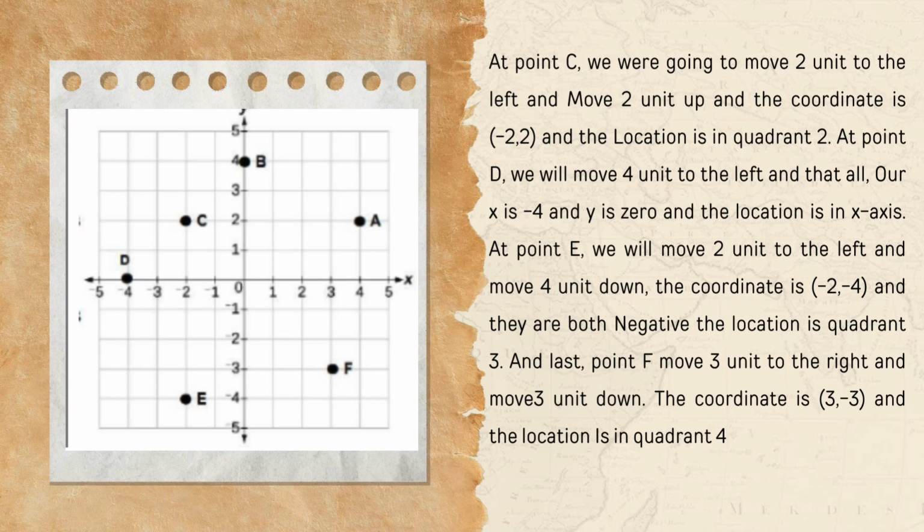Now at last, point F. At point F, move 3 units to the right and 3 units down. The coordinate is (3, -3), and the location is in quadrant 4. Why? Because in the given we have a positive x, which is moving right, and we have y, which is -3, which is moving down. As we can see, the intersection happens at (3, -3), which is in quadrant 4.